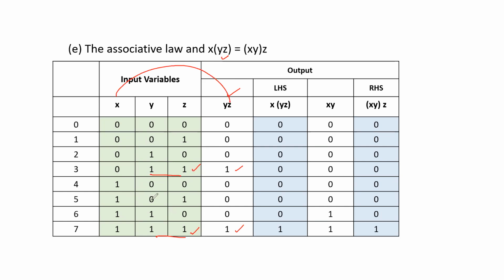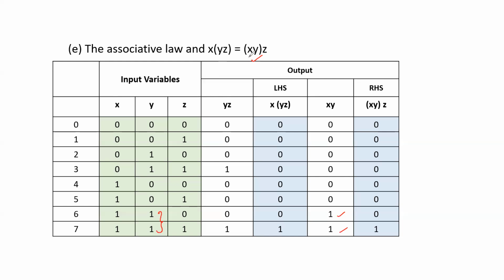When both inputs are 1, then only the output is 1. In the last combination only we have both 1s. In the remaining all combinations, at least one single 0 is available, so that the output is 0. Therefore, this is the LHS part. Similarly, RHS part. First we should find the xy, parenthesis part. Xy means ANDing of x and y. Here, in these two cases only we have both 1s. Therefore, 2 1s. The remaining all combinations should be 0 output.